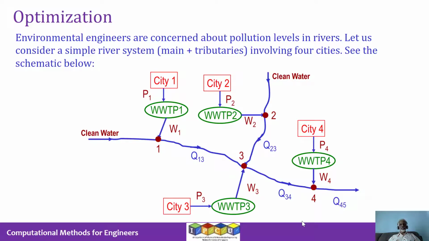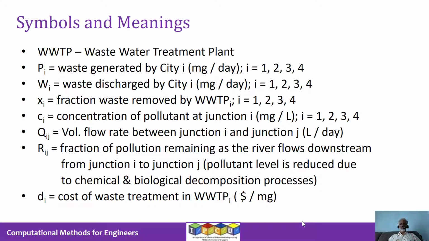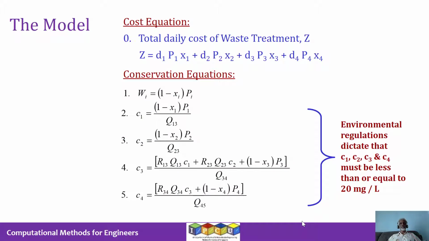Just to recall, this is the system that we were looking at, and we were trying to decide how much each city should treat its waste so that the environmental regulations are met and the cost incurred by the cities is the least. So we introduced these symbols, and then we talked about the objective function. We kind of derived these equations.